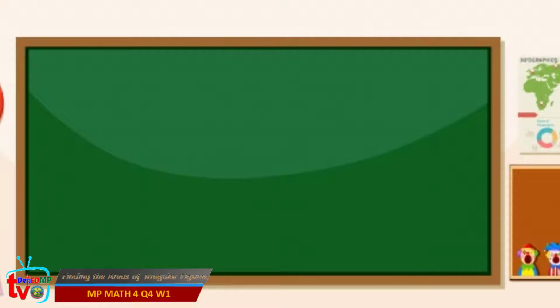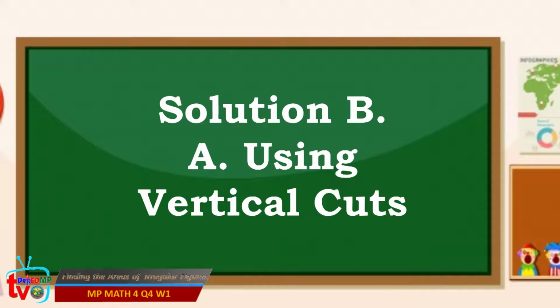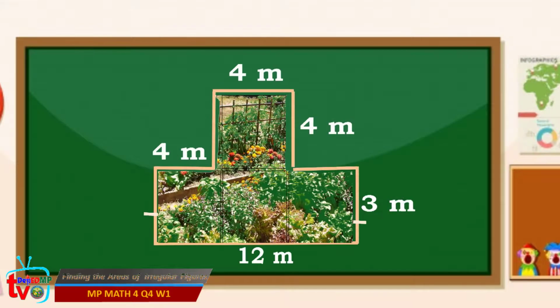Let us have another solution. Solution B is using vertical cuts. Let's cut up the figure into 3 rectangles using vertical lines.